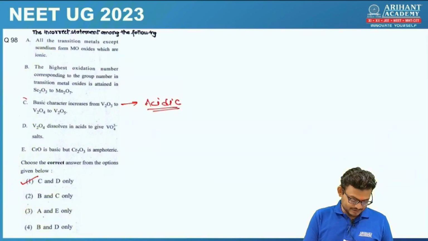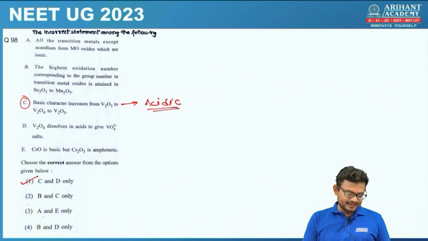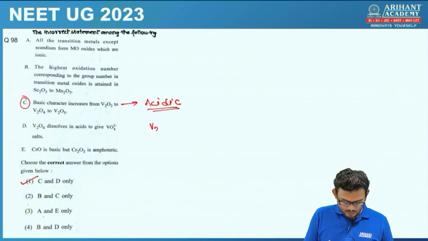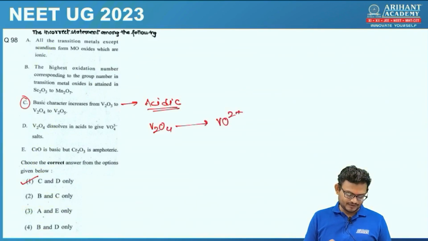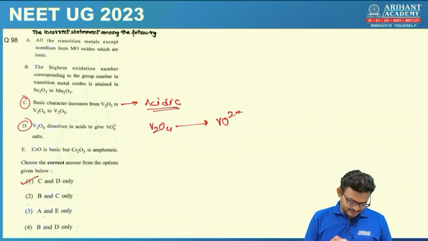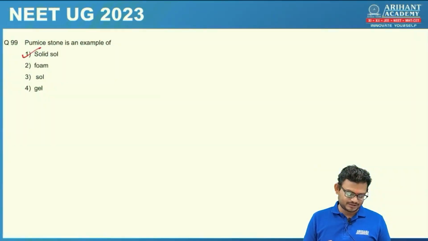So the first statement we got is incorrect. And then they say V2O4 dissolves in acids to give VO4 3 minus. This is also wrong. It is actually V2O4 in acidic systems gives VO2 plus type of ions. So D is also an incorrect option. So the correct options here technically would be C and D, which is option 1. Let's move to the next question now.